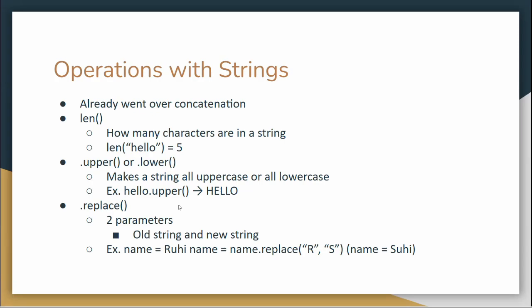And the last function here is dot replace. It works in a similar way, except you're going to put first the complete string, so the whole string, then you say dot replace, and then in the parentheses, you're going to put two parameters. First, you're going to put the old string, then a comma, and then the new string that you want to replace the old string with. So over here, I'm defining first my variable, so name equals Ruhi. Then I'm going to say name dot replace r comma s. So it's going to basically replace all the r's in my string with s's.